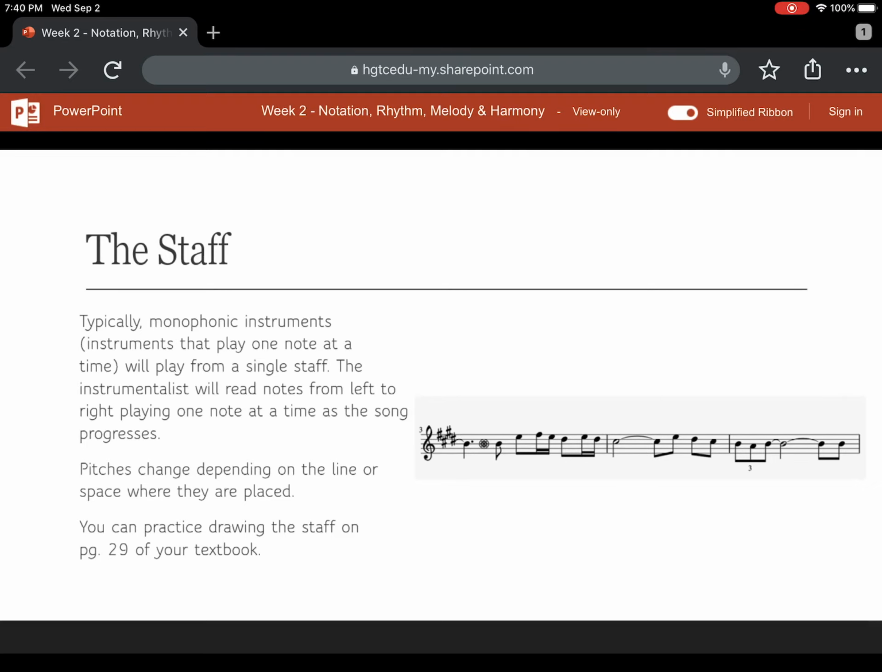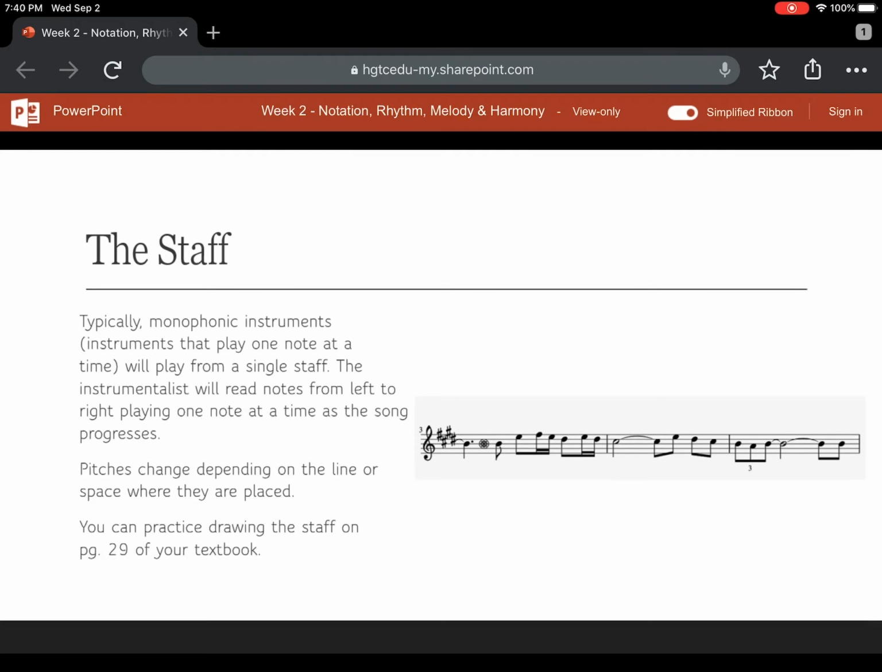Pitches change depending on the line or the space where they're placed. So as the dots go up, the pitch goes up, and as they go down, the pitch descends, right? We have ways of portraying every playable note of every instrument. If the note continues to go far above the top line, then we add what are called ledger lines, so that we can extend the staff, which are tiny little lines. And the same thing if it goes below. We add tiny little lines below that are called ledger lines.